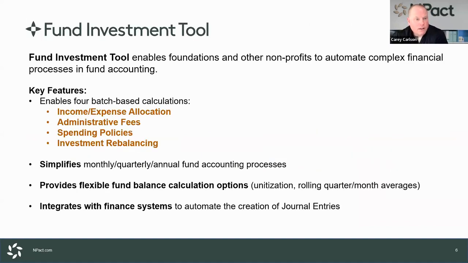So at NPAC, we've developed the fund investment tool, affectionately known as FIT. Really, it's an advanced allocation management tool that really keys in on 4 different types of allocations: income and expenses, allowing for those gains and loss calculations to be done; administration fees, if potentially you're charging fees to the various funds that you're managing; spend policies, which is really unique, which is to manage the release from restriction; and then some investment rebalancing we'll talk about a little bit later as well, just to get you back in line with your original investment strategy.